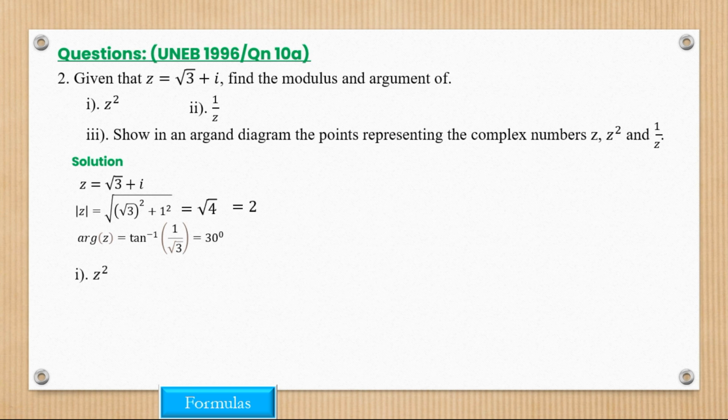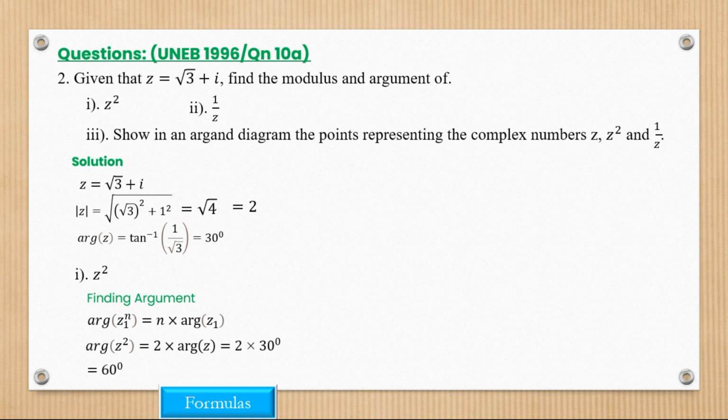So now let's deal with the first one. For the first one, we know that z squared is the same as, alright, let's first find its argument. We know the formula for the argument of z to the power n: when you have z with a power, we bring the power outside and multiply it by the argument of that number. So this is basically a reminder. Now when we find the argument of z squared, that is going to be equal to 2 times the argument of z. But the argument of z is known. We know that the argument of z is equal to 30 degrees. So that means we have 2 times 30 degrees, which is equal to 60 degrees.